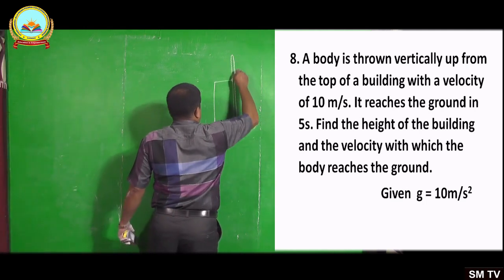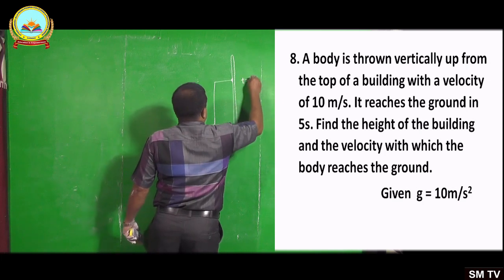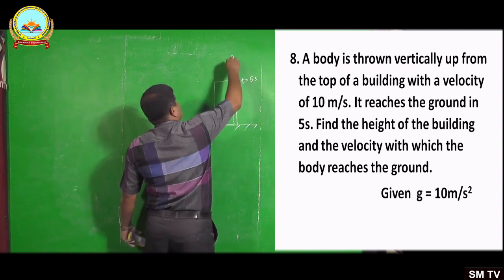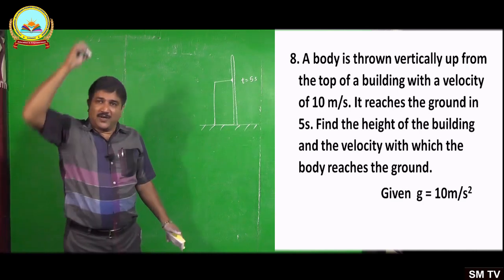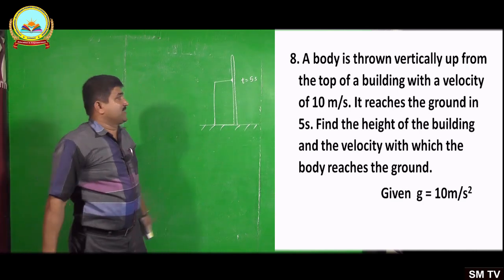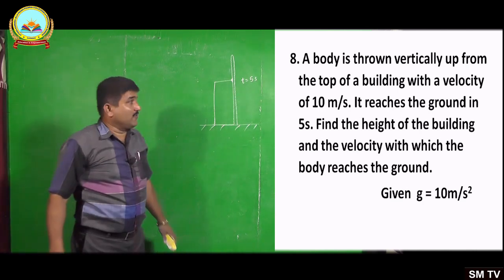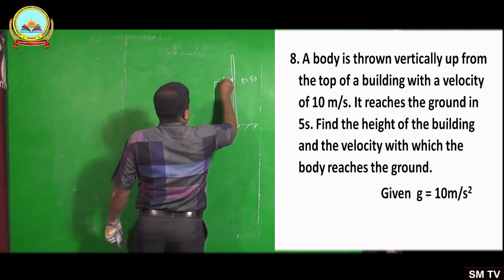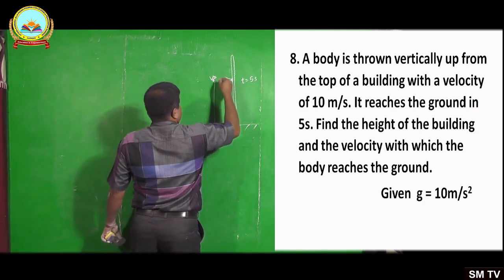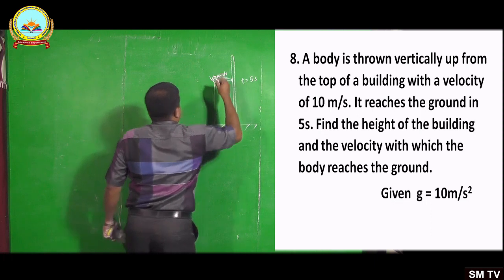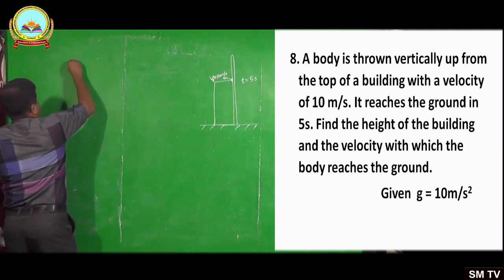So here, going upward and reaching the ground, the total time is 5 seconds for the entire journey: going to the highest point, stopping for a moment, and falling downward because of the downward acceleration. Now the velocity at the point of projection, the initial velocity, is 10 meter per second. So we can note down the data given in this question.